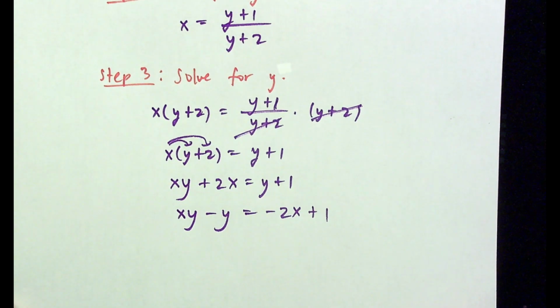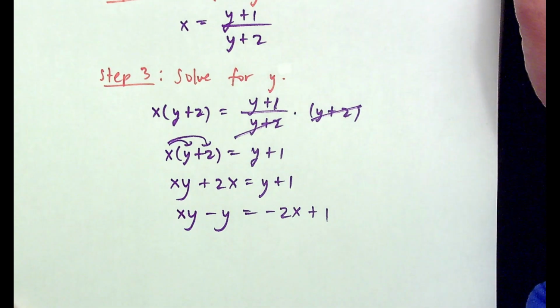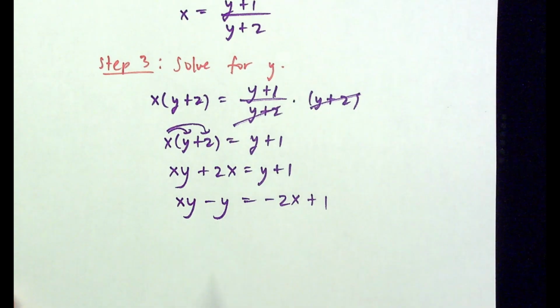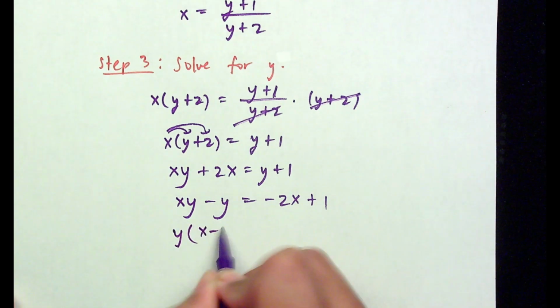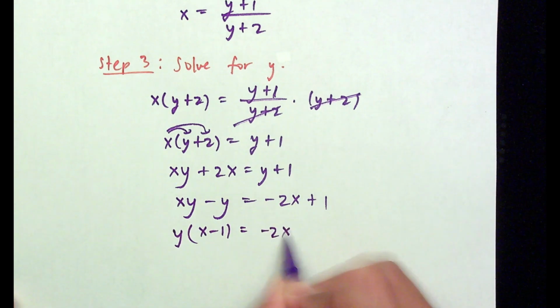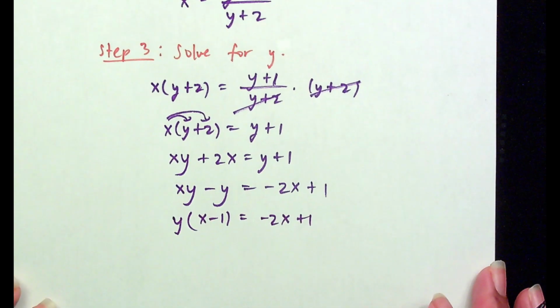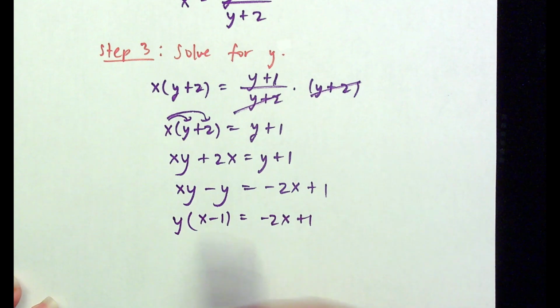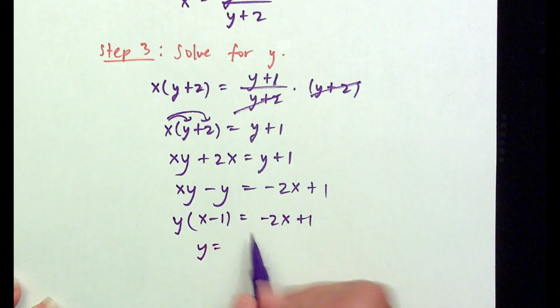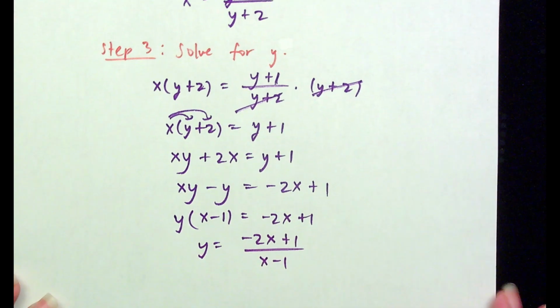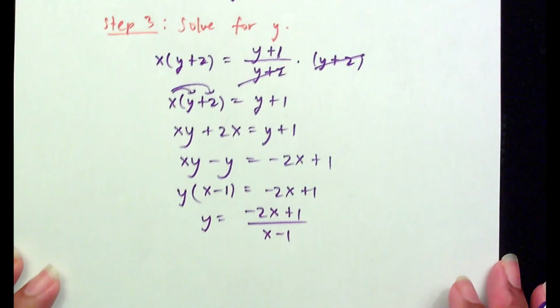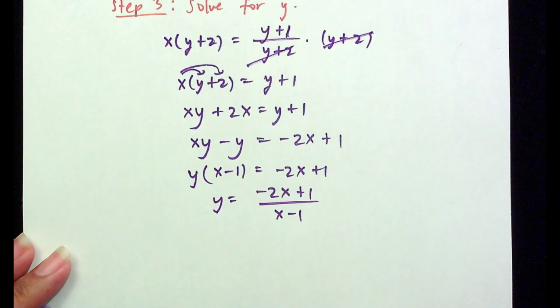What do you do now? You factor the left-hand side. The y is repeated, it's a common factor, so factor it out. You get y times (x minus 1) equals negative 2x plus 1. Now you divide by that. So you get y equals negative 2x plus 1, all over x minus 1. And the problem is pretty much over.